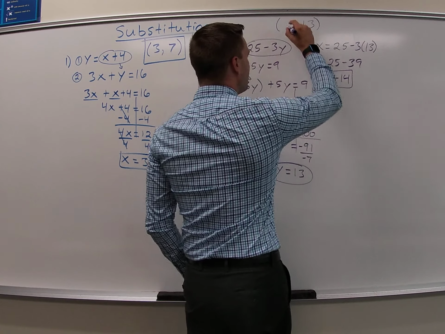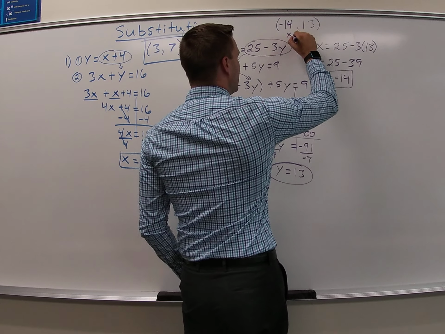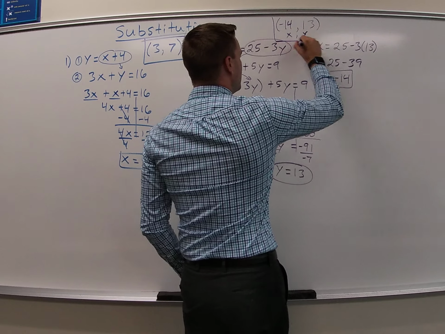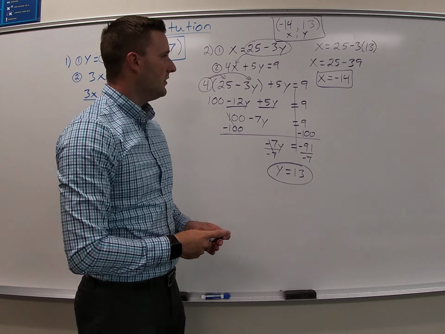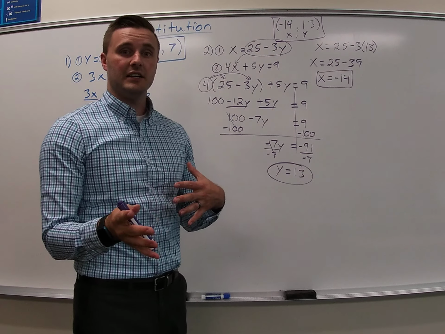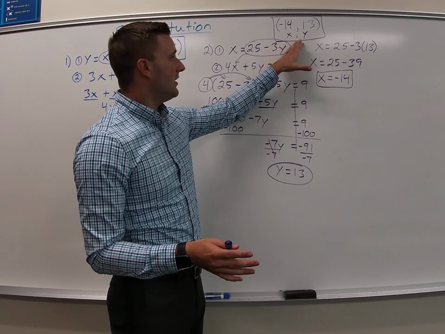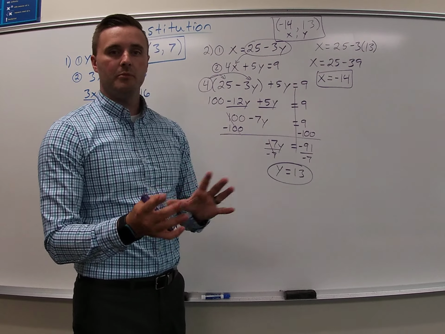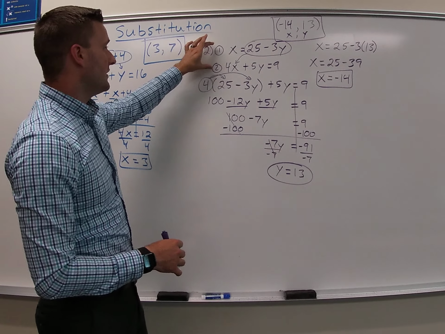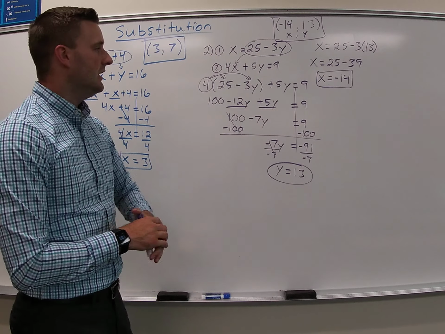So if I were to graph these two lines, I would get my x comma y to be negative 14 comma 13. Now, most of our graph paper only goes from negative 10 to positive 10, so this would not have fit on a typical graph paper. This is another example of why knowing other methods to solve more than one equation and seeing where they would intersect would be helpful.